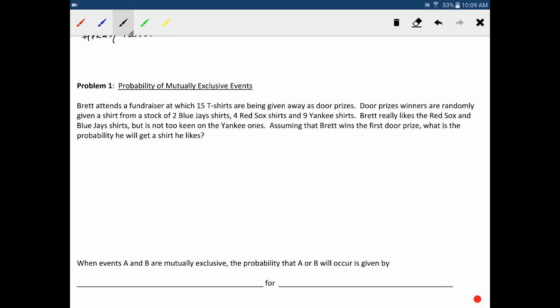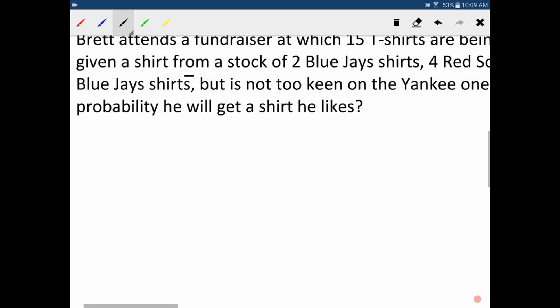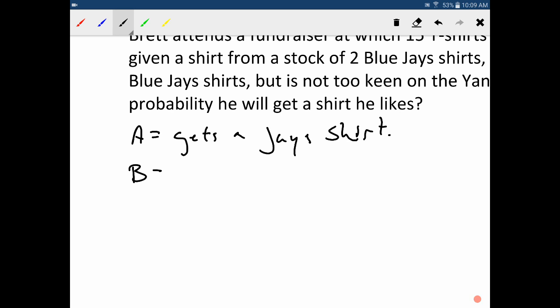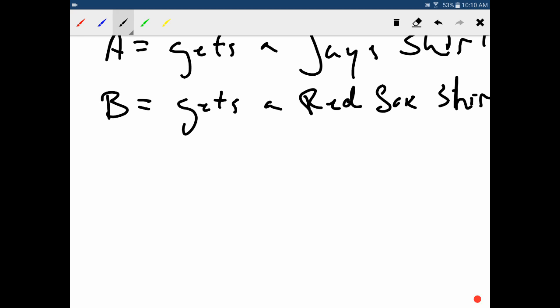So what we're going to do is first of all assign what these things mean. We'll say that event A is he gets a Jays shirt, and event B is he gets a Red Sox shirt. What we want then is the probability that either event A happens or event B happens.